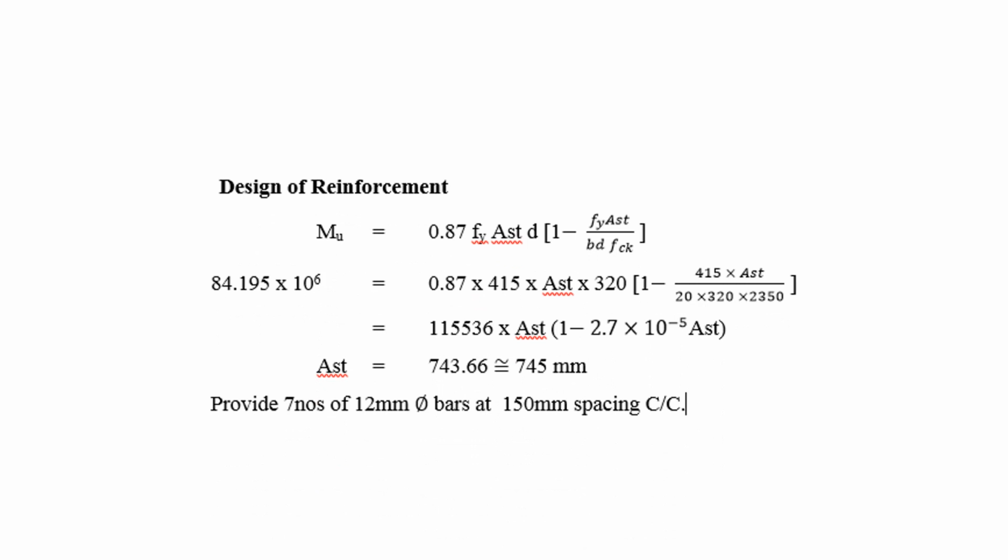And then check for design of reinforcement. The reinforcement formula is M is equal to 0.87 fy Ast d into (1 minus fy Ast by b d fck). While substituting in the above equation, we will get the Ast value. So Ast value is 745 mm square. Let us provide 7 numbers of 12 mm bars at 150 mm spacing center to center.